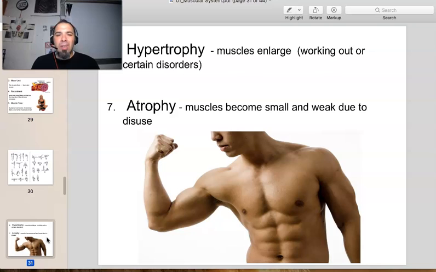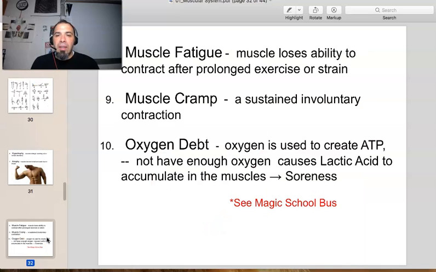Hypertrophy is when muscles enlarge. Working out or even certain disorders can cause muscle hypertrophy. And then atrophy is when muscles become small and weak due to disuse or disease. Fatigue, muscles lose ability to contract. A cramp is a sustained involuntary contraction. You've been there in the middle of the night, you got a muscle cramp.